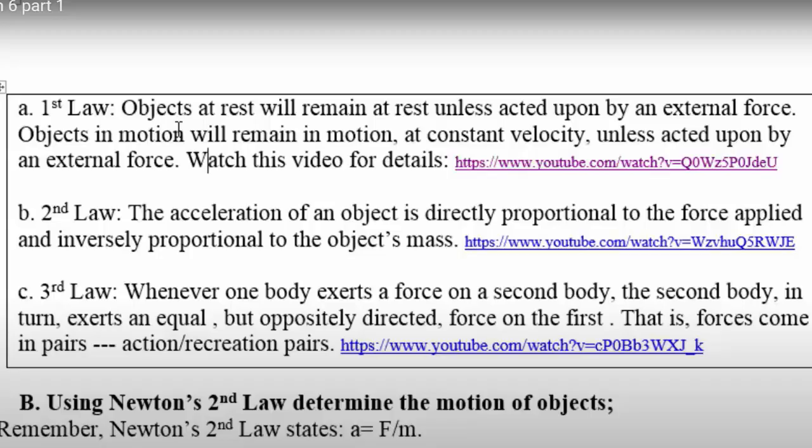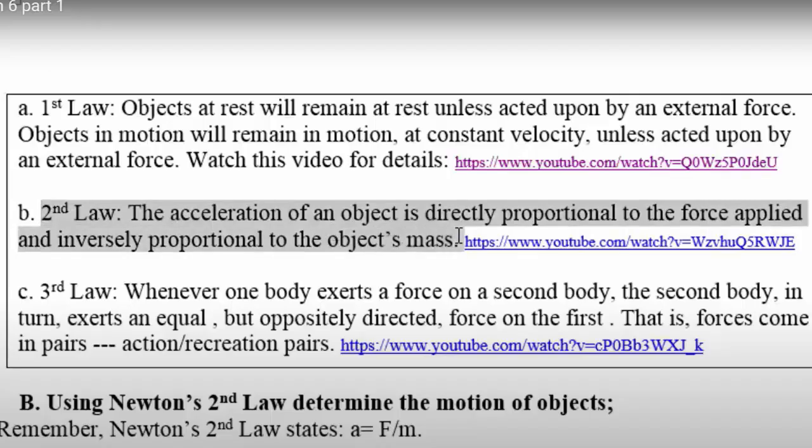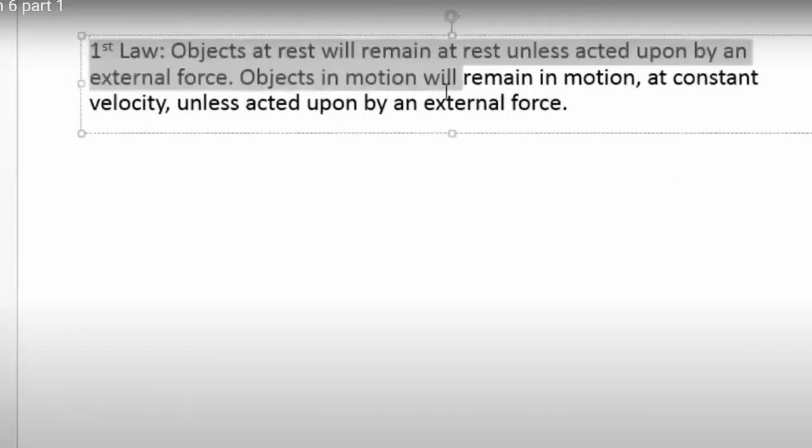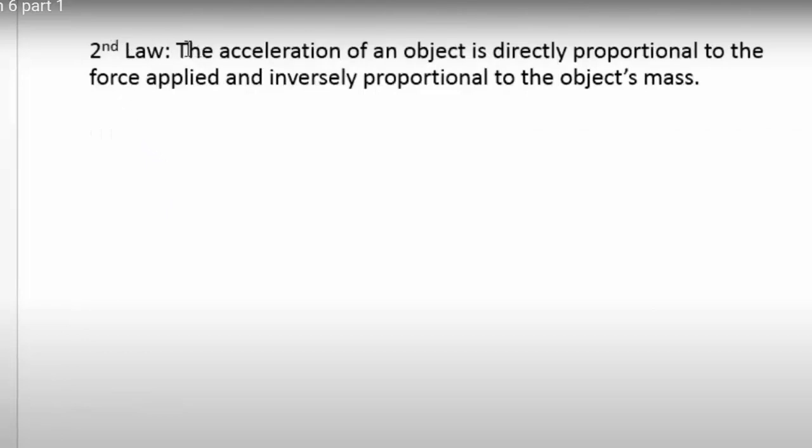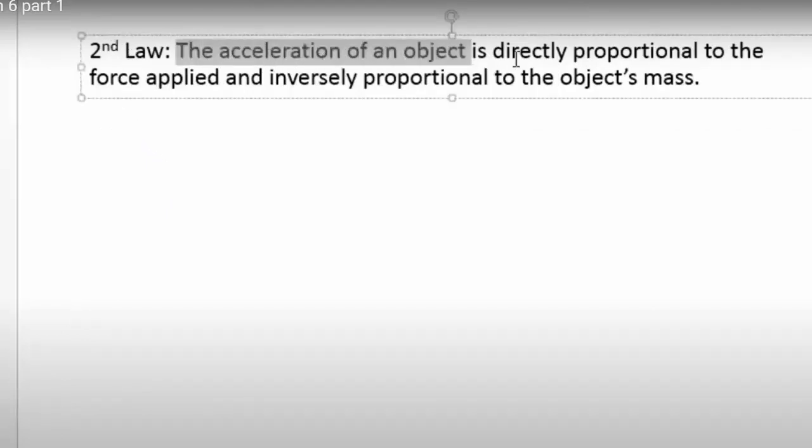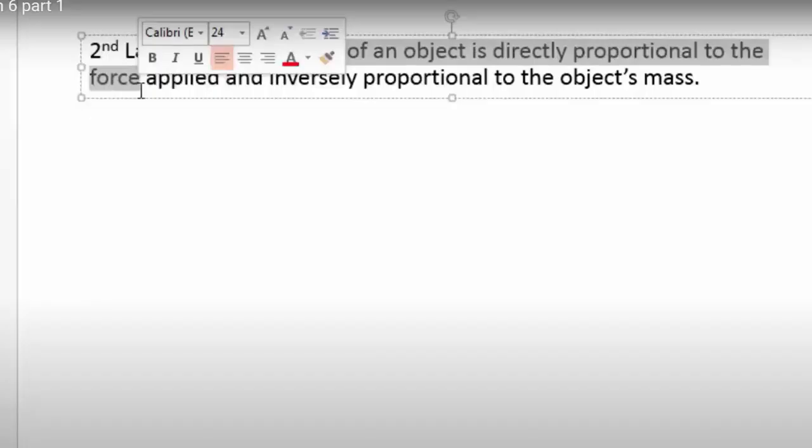So the acceleration of an object is directly proportional to the force applied and inversely proportional to the mass. And those terms are very important to get familiar with. We'll be using them throughout the course, directly and inversely proportional. And we'll talk about what that means. So again, Newton's second law has two parts here. The acceleration is directly proportional to the force, and that's when you keep the mass constant.